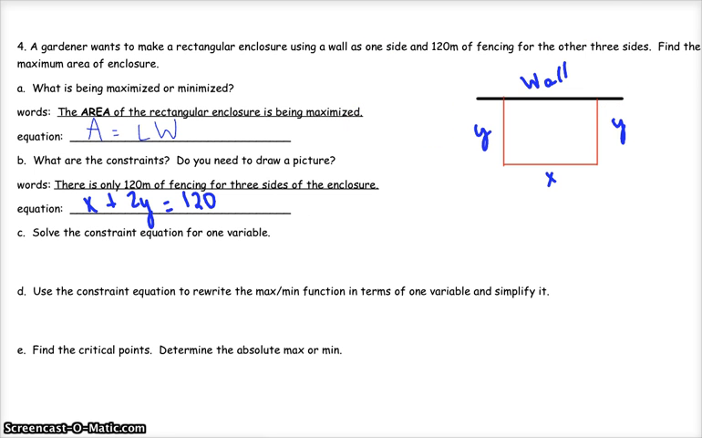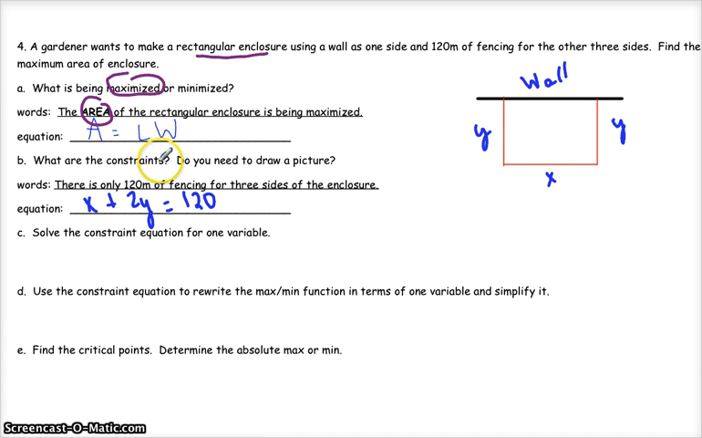All right, so let's see how you did here. What area is being maximized or minimized? It says find the maximum area of enclosure. So that tells me that we are maximizing area. The enclosure is a rectangle, so area is length times width.